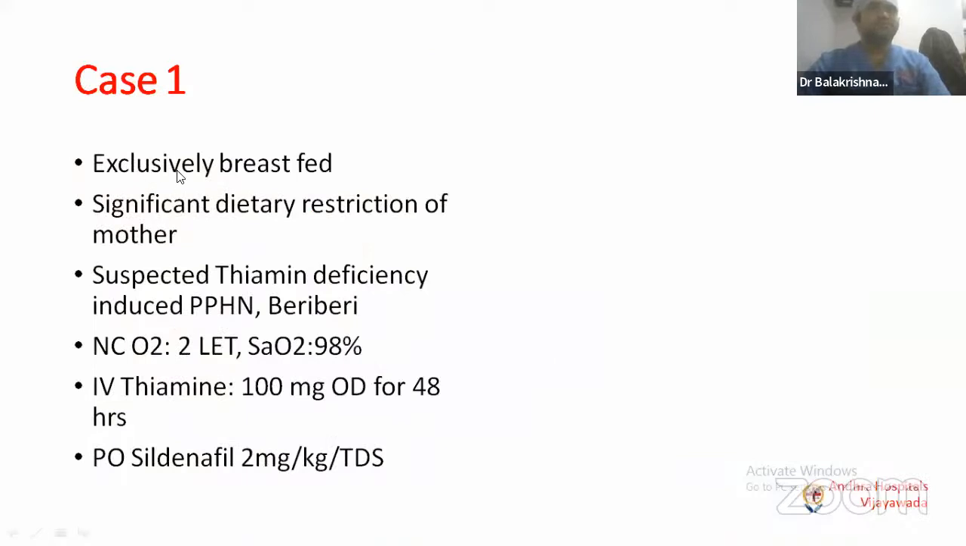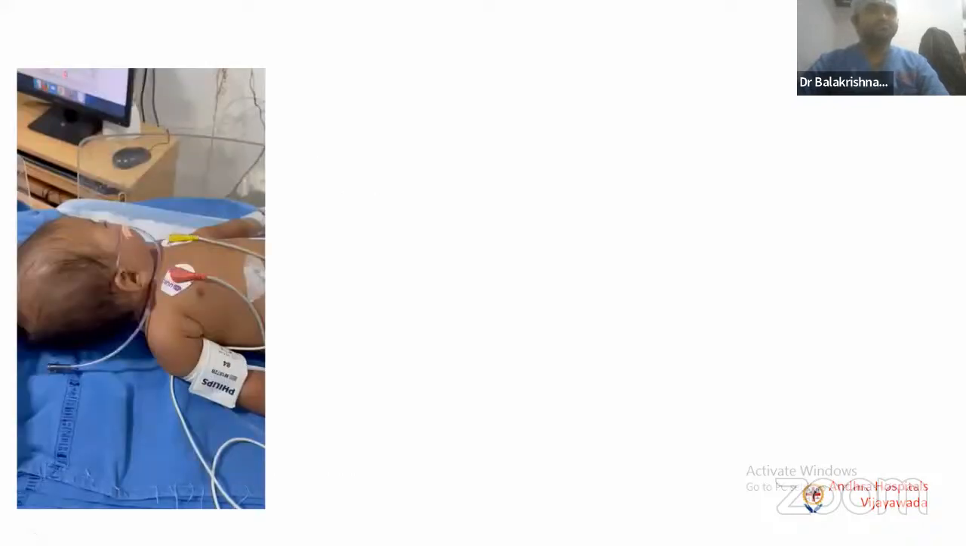This child is actually an exclusively breastfed child. And as someone has pointed out, it is suspected thiamine deficiency induced PPHN. So immediately we consulted our pediatric cardiologist and sent him the views. He immediately said it is thiamine deficiency. We gave one stat dose of 100 mg OD. Within the next 6 hours, the child responded significantly well, and we started sildenafil for PH. So the child has improved nicely.